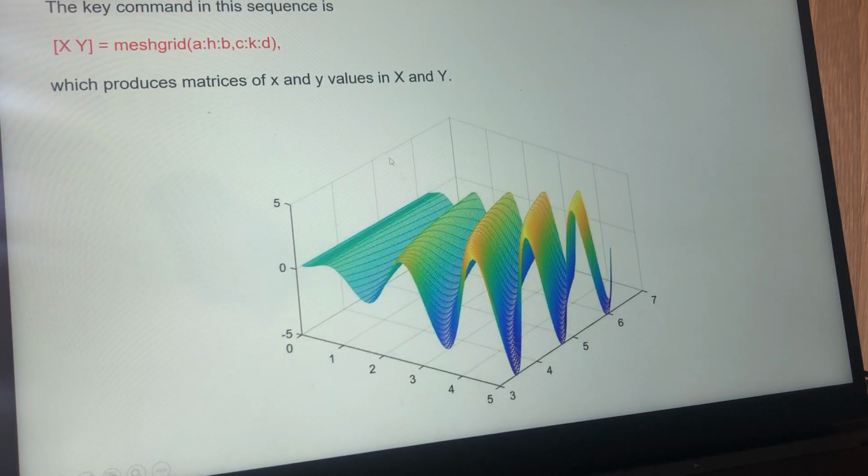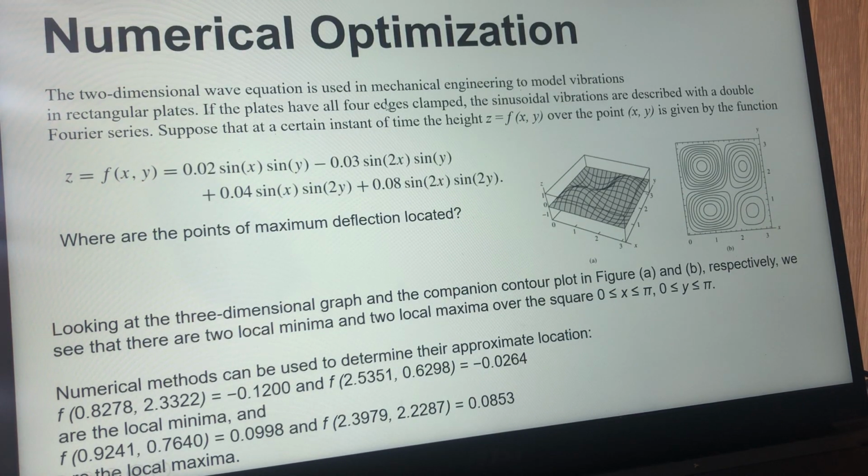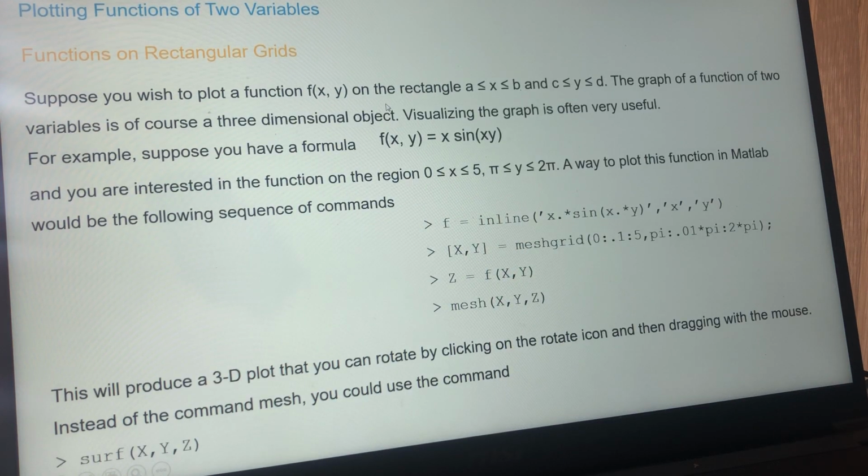Let's say that we have a function f of x, y equals x times sine xy, okay? And we would like to see the graph of this function when x is between 0 to 5 and y is between pi to 2 pi. How can we do that?